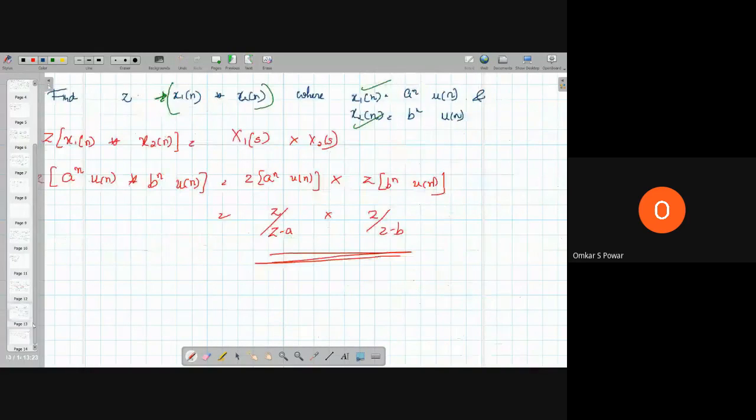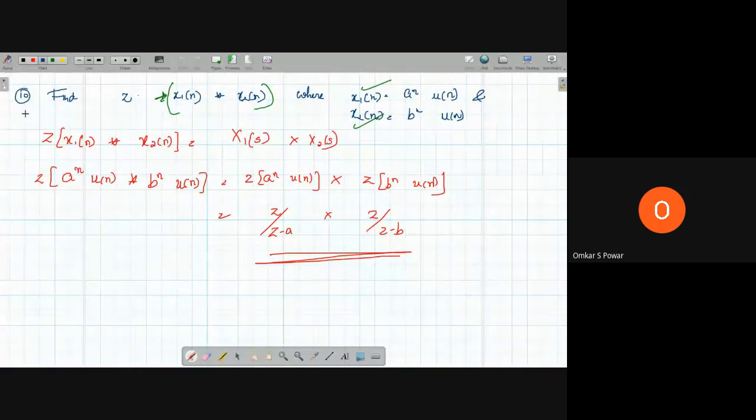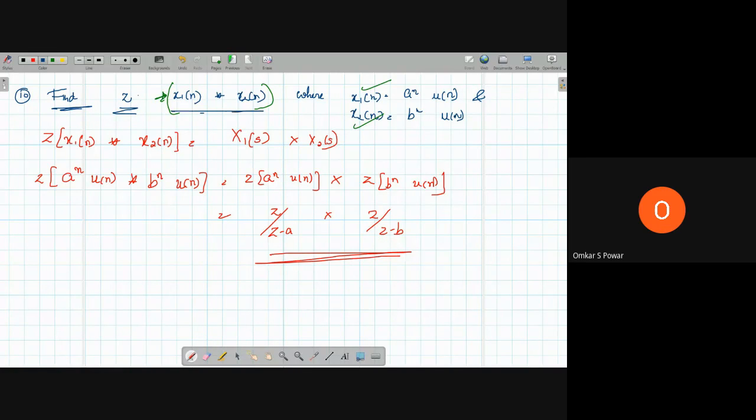So let me wind up with the last problem here. Oh, I've already done this one. Observe the problem: find the Z transform of x1 of n convolution x2 of n, where x1 of n is a power n u of n and x2 of n is b power n u of n. Which property do we have to use? The convolution property. According to it, convolution in time domain is nothing but multiplication in the frequency domain.